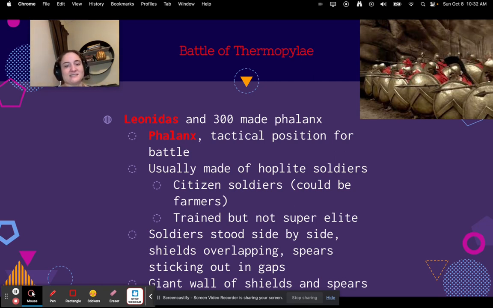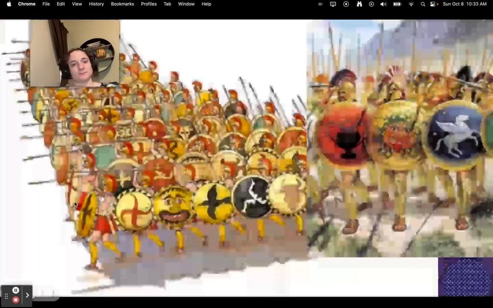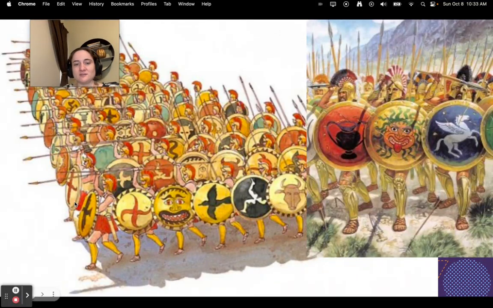And what a phalanx is, is where soldiers stand side by side with shields overlapping and spears sticking out of the gaps, just like you see up here in the photo. And it was a giant wall of shields and spears. It was very, very hard to break. So here's some different angles of a phalanx. So you can see here's a side angle, here's a front angle.